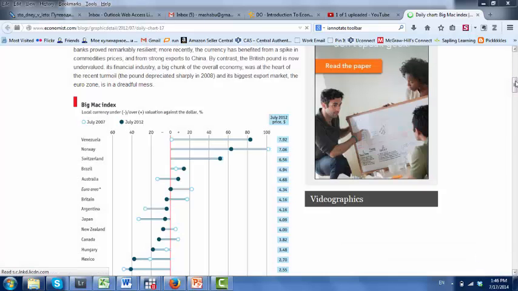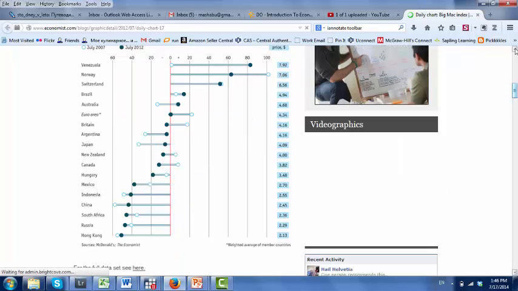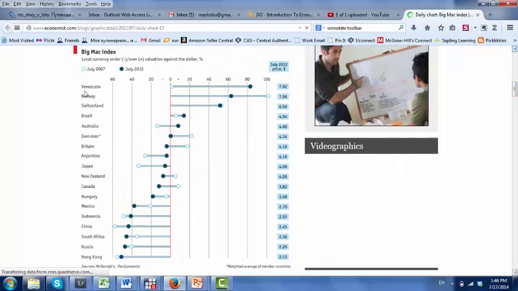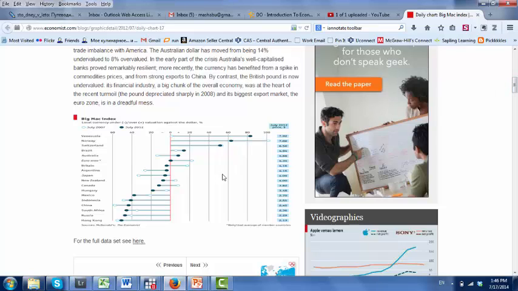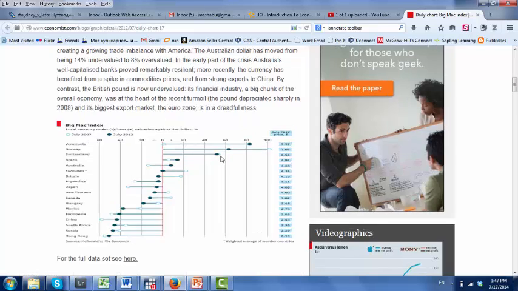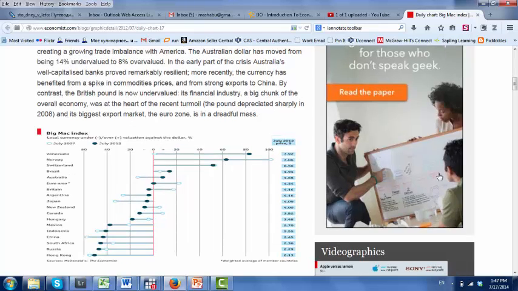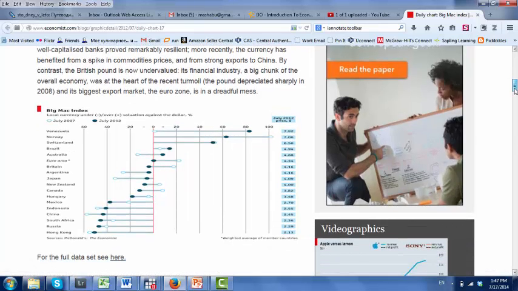All right, so let's look at the Big Mac index. We have the price of Big Macs in different countries, measured in United States dollars.